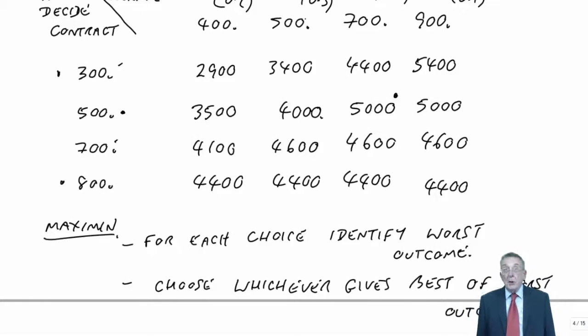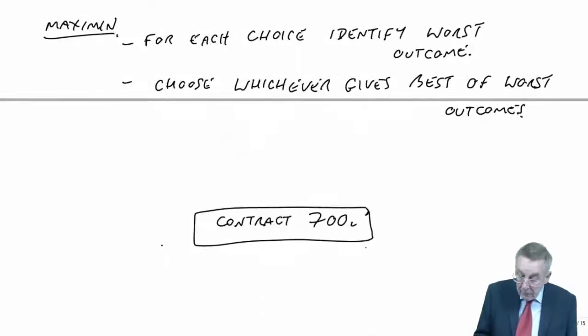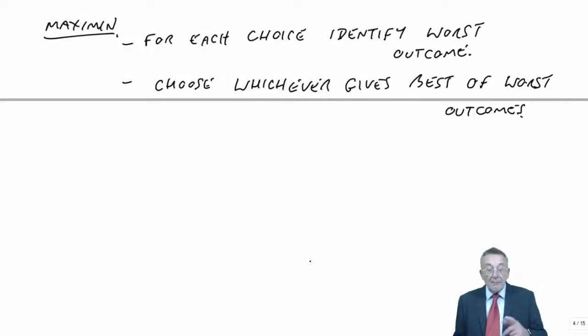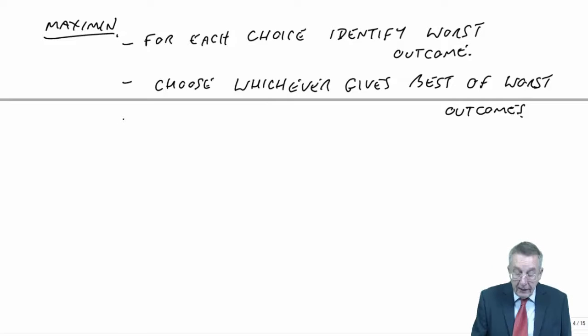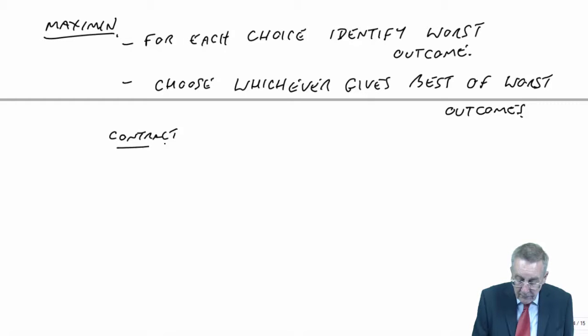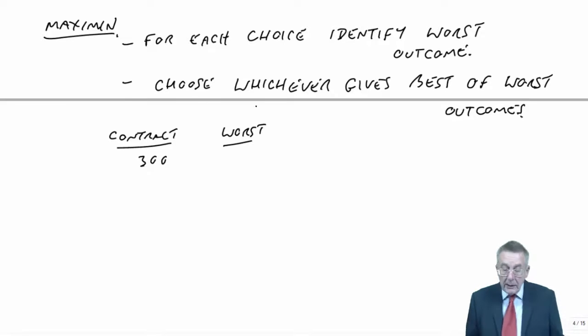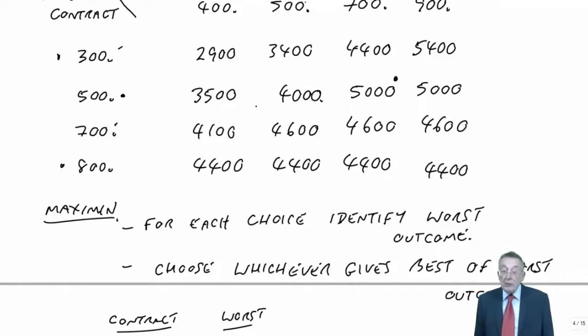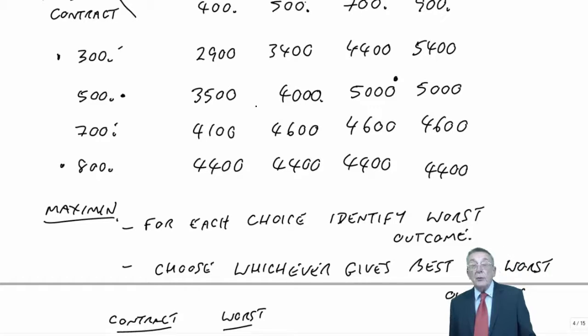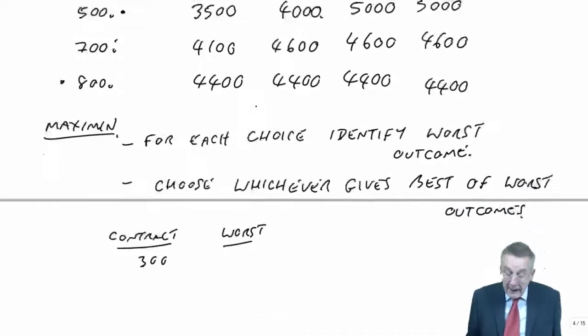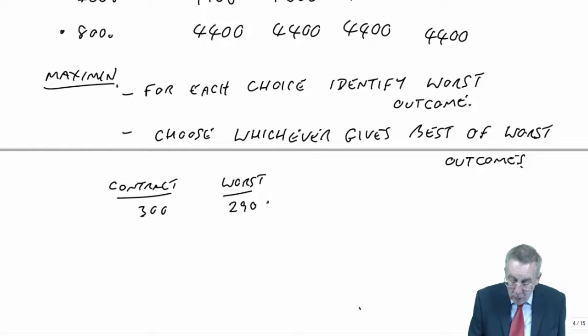Now it's very easy, you can almost do it just by looking at it, but to be certain, remember our choices. First of all, we could contract 300. What's the worst possible outcome? Well, if you contract 300, it'll be 2,900, 3,400, 4,400, 5,400. The worst outcome is 2,900.